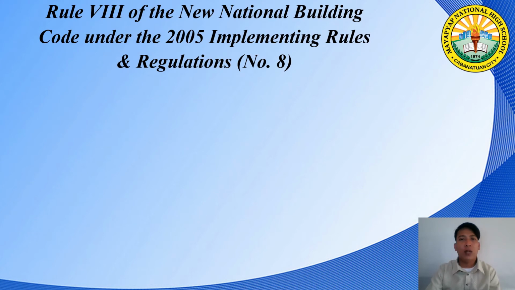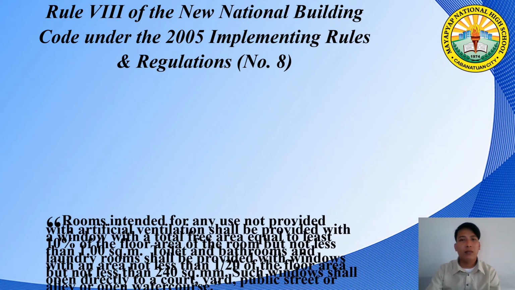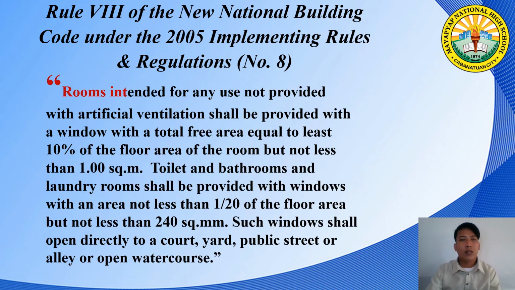According to Rule 8 of the National Building Code, under the 2005 Implementing Rules and Regulations, number 8, rooms intended for any use not provided with artificial ventilation shall be provided with a window with a total free area equal to at least 10% of the floor area of the room, but not less than 1 square meter.